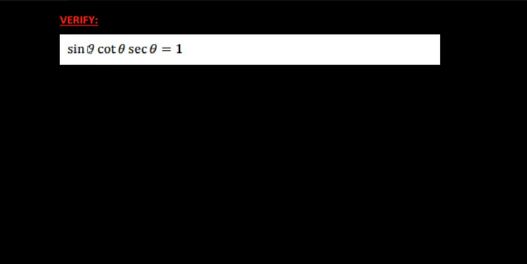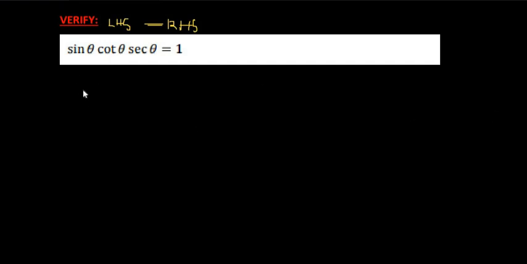So this question says verify sine theta times cot theta times sec theta is equal to 1. Verify means you have to make the left hand side equal to the right hand side. So the right hand side is 1 and the left hand side is sine theta times cot theta times sec theta. Now to start with the left hand side, we will keep on solving it till we get it equal to 1.